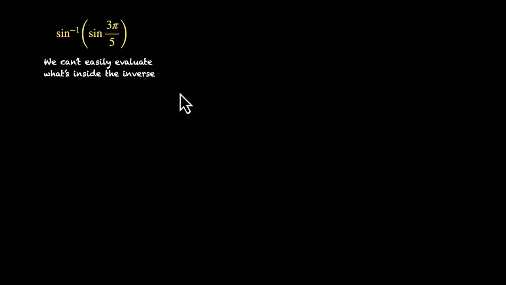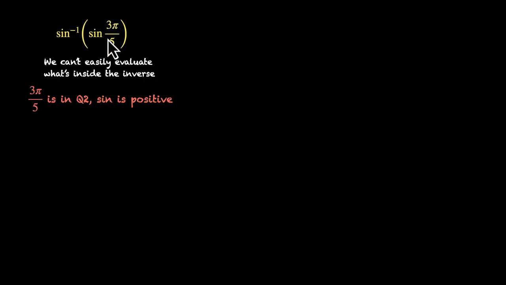Okay, first let's ask ourselves, is 3 pi by 5 in the principal value branch? Is this in the first quadrant or the fourth quadrant? Well, no. 3 pi by 5 is more than pi by 2, so this means it's in the second quadrant. So 3 pi by 5 is in quadrant 2, which means two things.